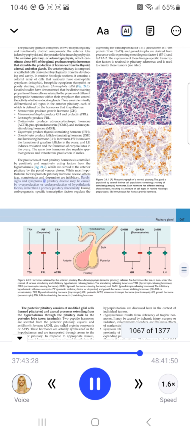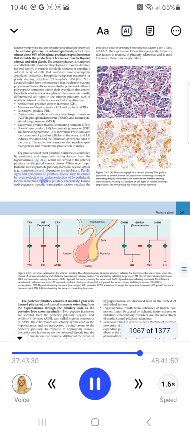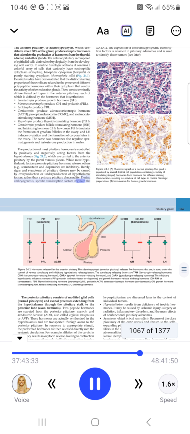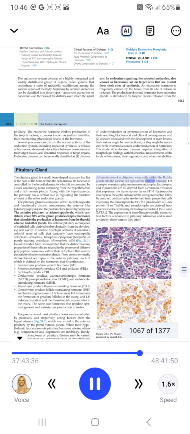Rarely, signs and symptoms of pituitary disease may be caused by overproduction or underproduction of hypothalamic factors, rather than a primary pituitary abnormality. During embryogenesis, specific transcription factors regulate the differentiation of multipotent stem cells within the Rathke pouch into the various cell types of the anterior pituitary.